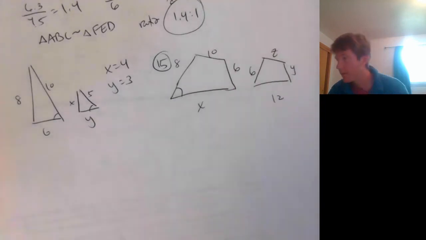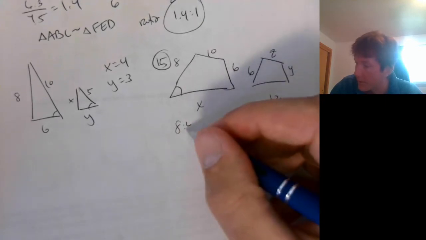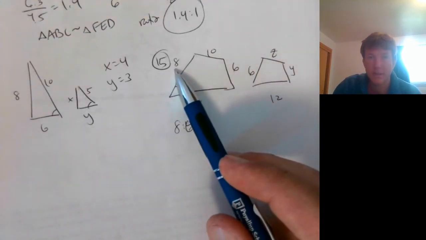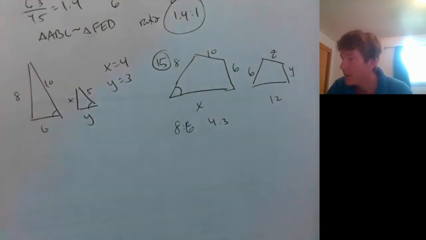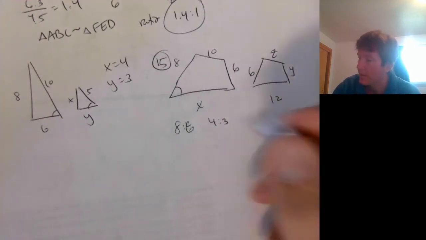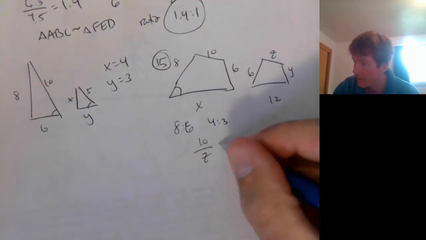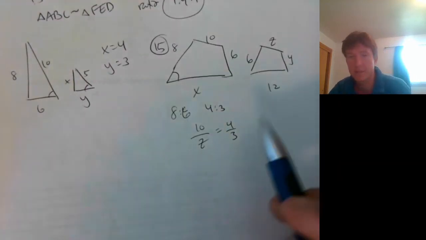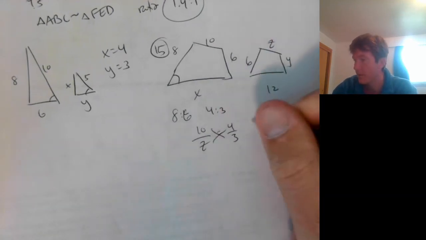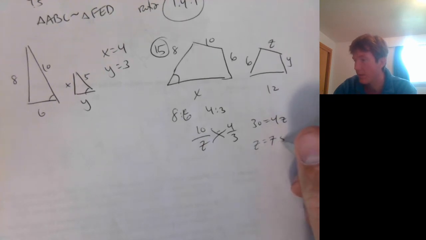Z and y. Alright, so this is a 8 to 4, or sorry, 8 to 6, because this side here corresponds with this side, or it's a 4 to 3 ratio. So that means that, let's see, we can do this two ways. I can do 10 over z is equal to 4 over 3. Okay, so that's using our ratio. And I can solve for z that way, so let's cross multiply. 30 equals 4z. Z equals 7.5.